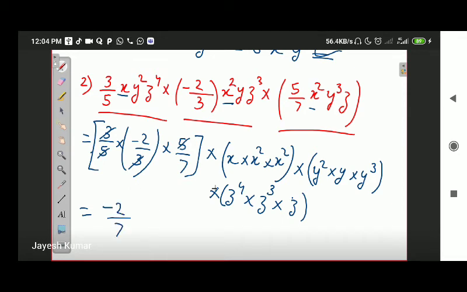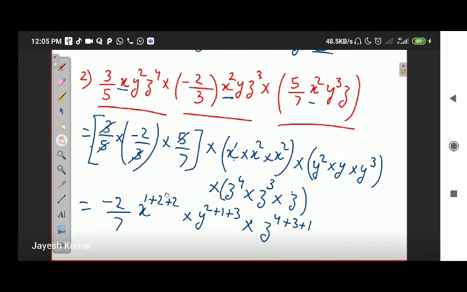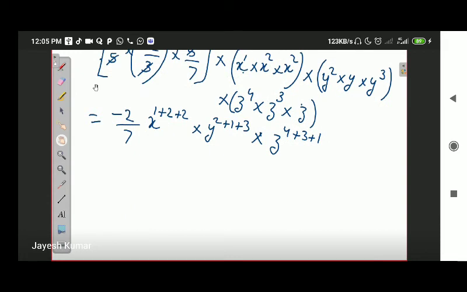Next is x into x square into x square. So this will be x to the power 1 plus 2 plus 2. And then y to the power 2 plus 1 plus 3. Then z to the power 4 plus 3 plus 1. Okay, so your final result will be minus 2 upon 7 x to the power 5 y to the power 6 and z to the power 8.